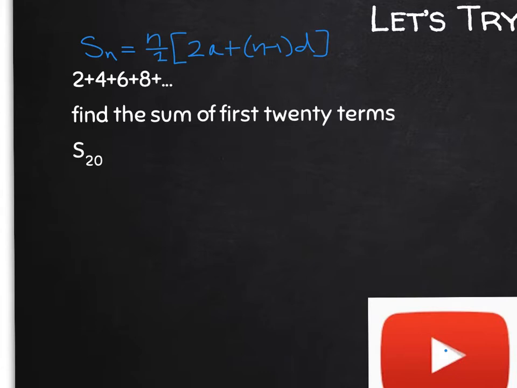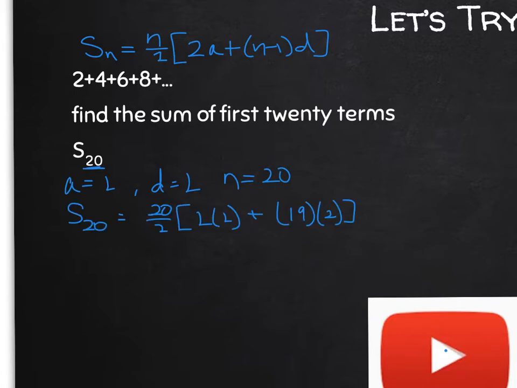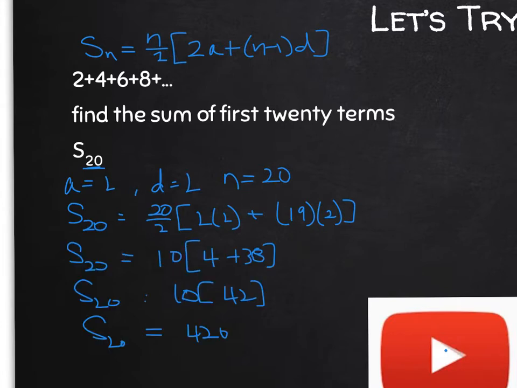So our a is the first term, so a equals 2. Our common difference is 2 because it's going up by 2 for each term. And then finally our n is the 20th term, and we get that from this S20 here. So now I'm going to put these in the formula and solve. So S20 equals n over 2, so 20 over 2, and then 2 times a is 2, plus 19 times 2 as well, because the d is also 2. So following it through, I end up with 10 times 42, or 420. So the sum of the first 20 terms in this sequence is 420.